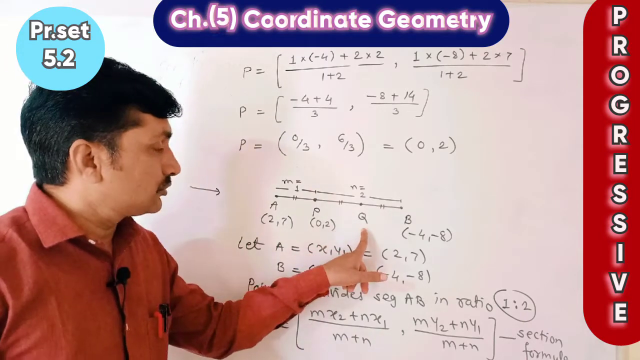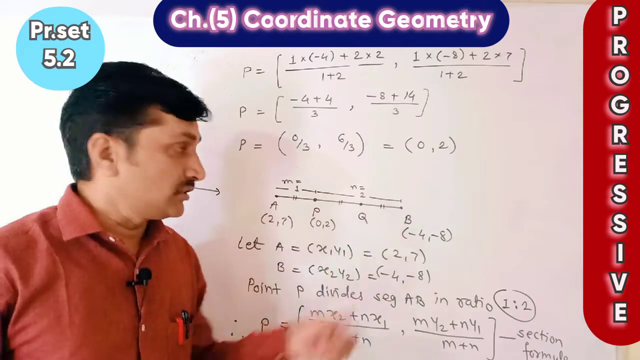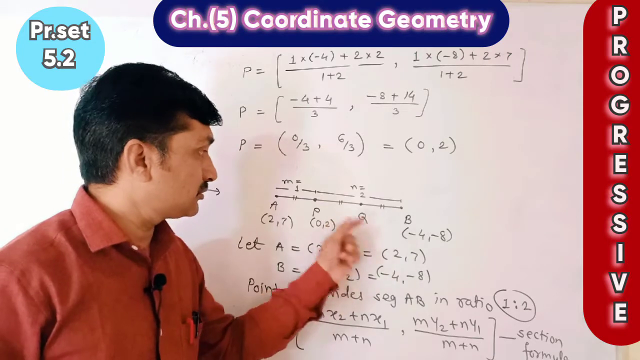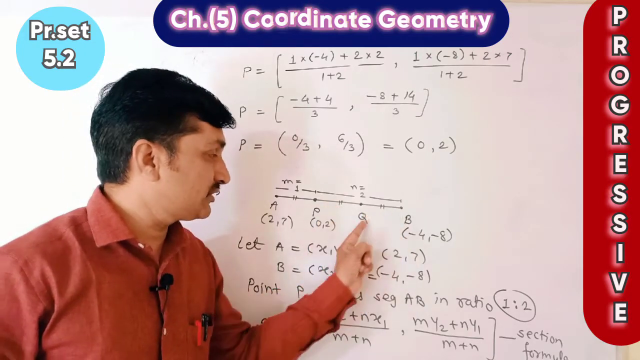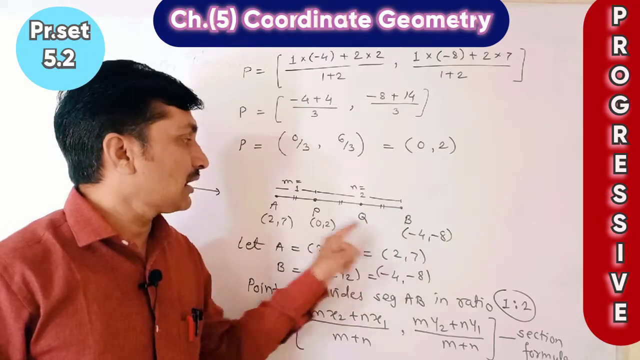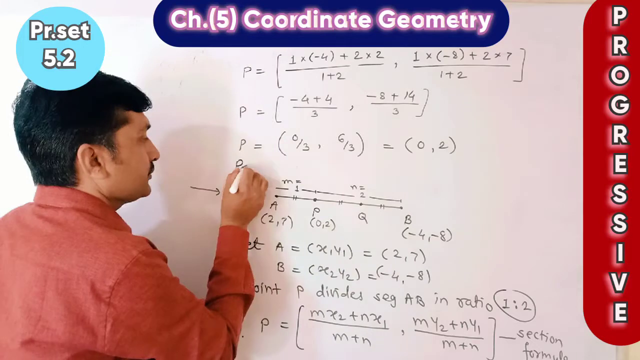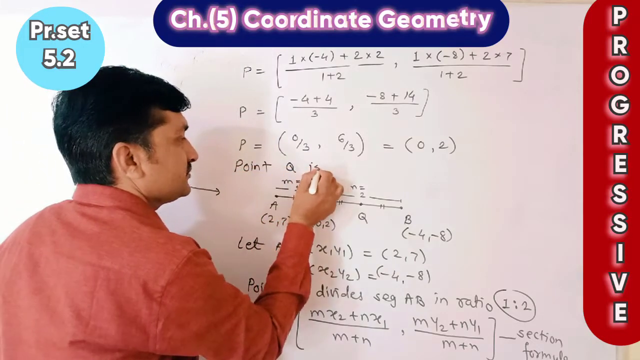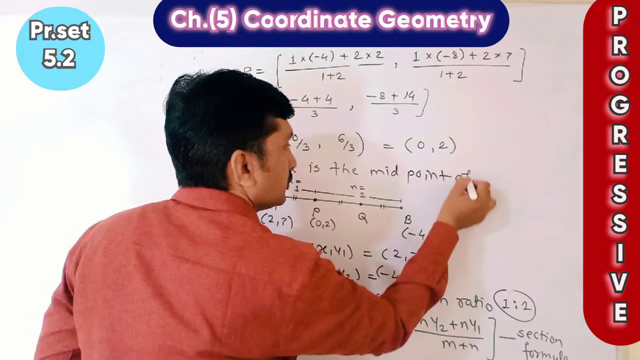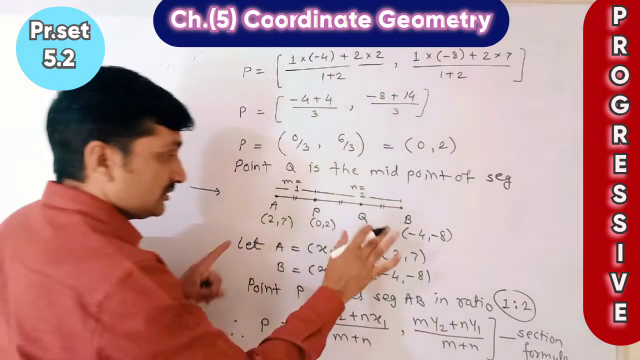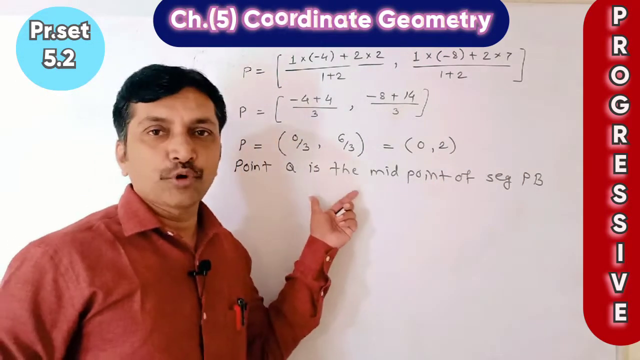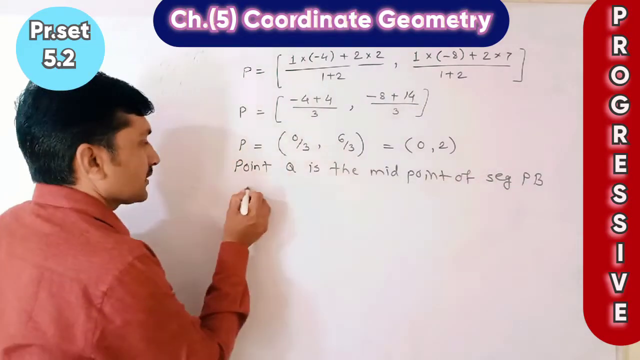Now Q. All three parts are equal. Now consider segment PB. PQ is equal to QB, therefore we can say Q is the midpoint of PB, and here we have to use the midpoint formula. Point Q is the midpoint of PB, not AB. Q is the midpoint of PB.